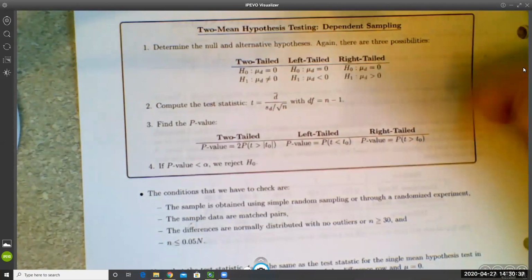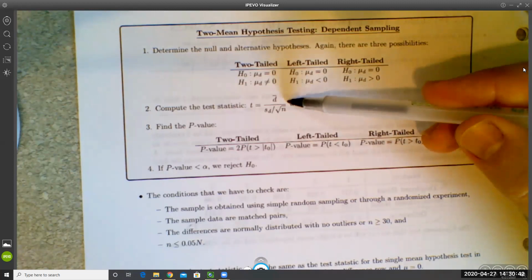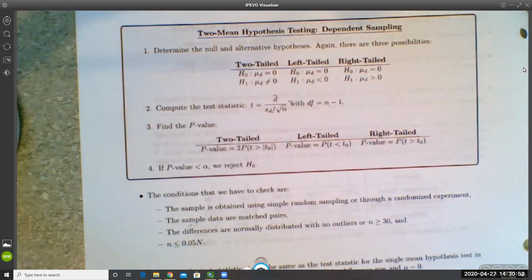Okay, so same steps as usual. Here's the test statistic. Again, it's sort of a z-score, right? And then these are the corresponding p-values. Same interpretation with the p-value as usual, right?